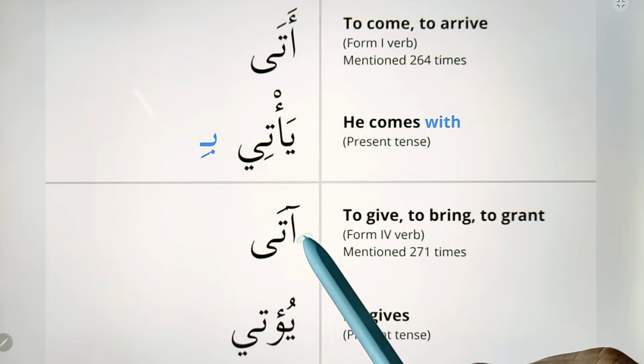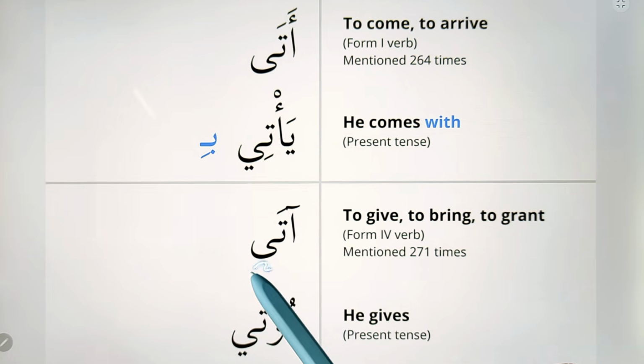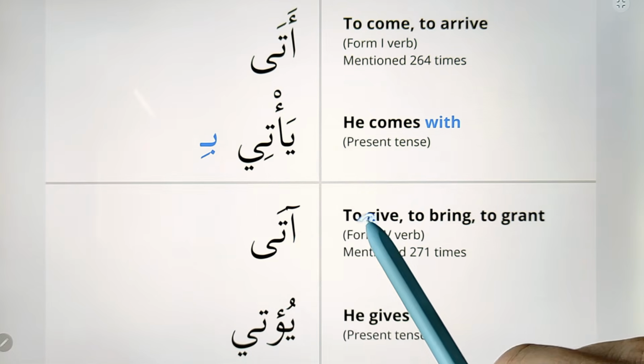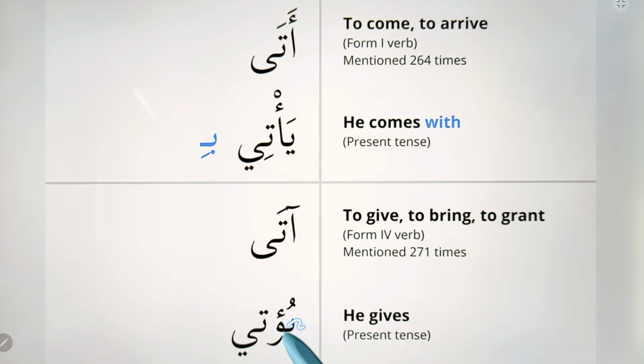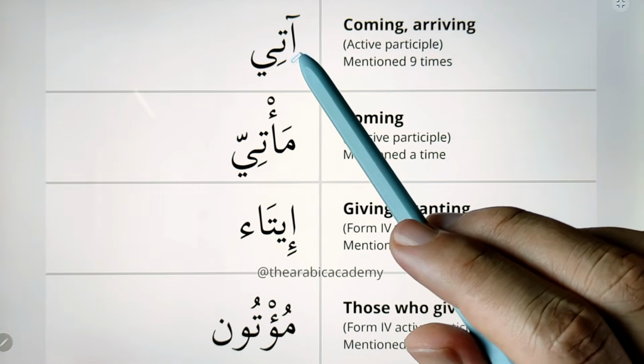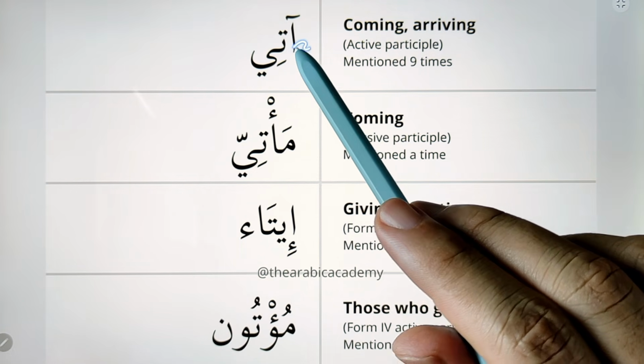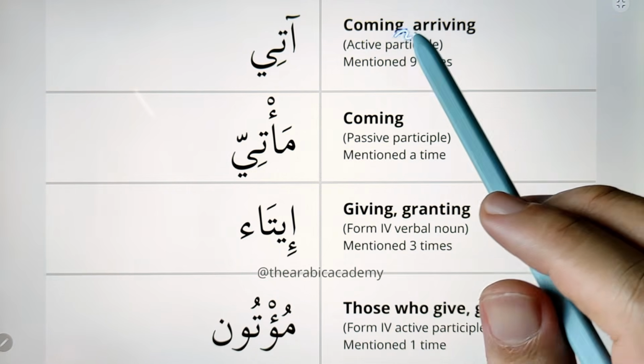Next word is ata. Ata is a verb in the past tense, which means to give, and the present is yu'ti. Yu'ti means he gives. Next word is ati. Ati means coming or arriving.